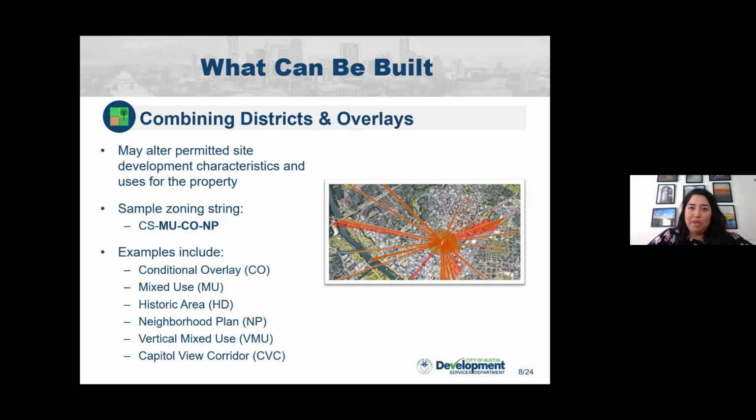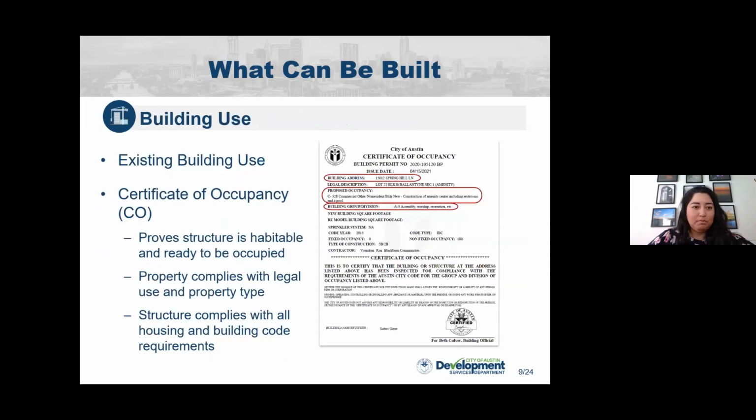And so instead of being able to develop up to 60 feet, which is allowed in your base zoning district, you would actually have to comply with the combining district overlay of the CVC, which is 40 feet. So this is just an example of how additional restrictions may impact the base zoning district and that you'll need to look at before purchasing or leasing a property.